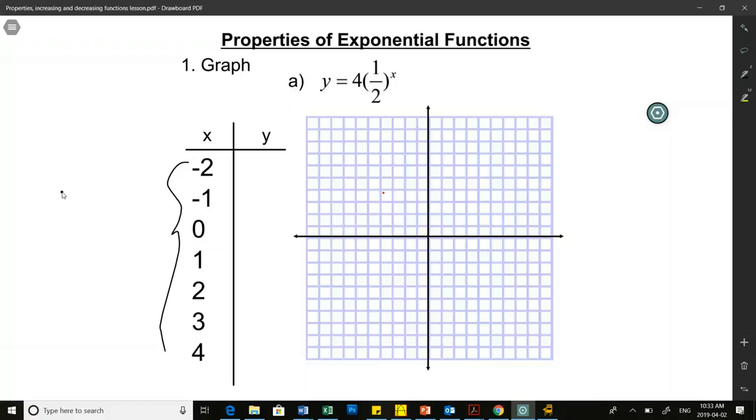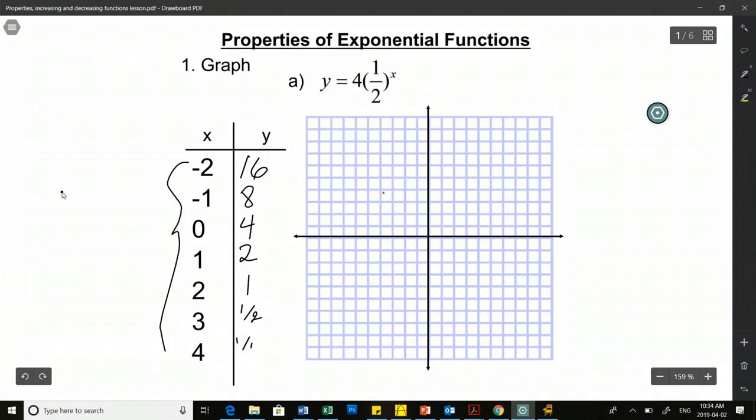Okay, what'd you guys get for the first one? 16, yep. For -1, 8, good. For 0, we get 1 for the half to the exponent 0, times 4, which is 4. For 1, what do we get? Yeah, we get 2. And then for 2, I think we get 1. For 3, we get a half. And for 4, we get a quarter.